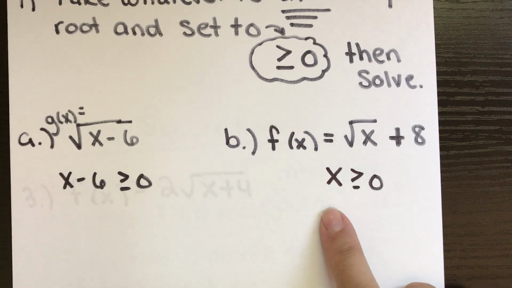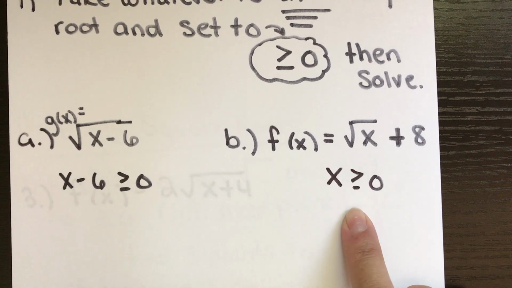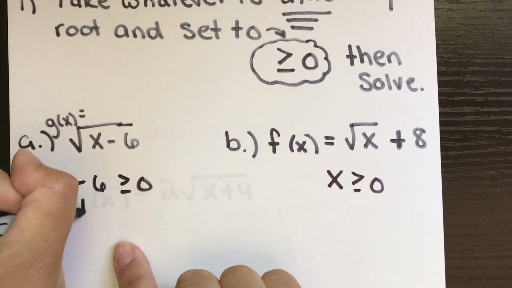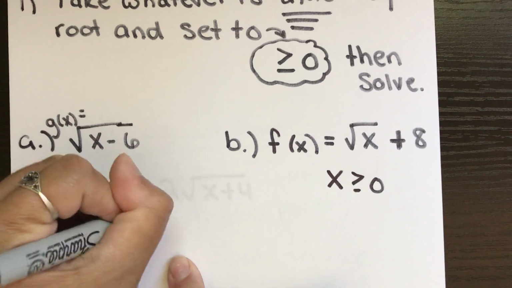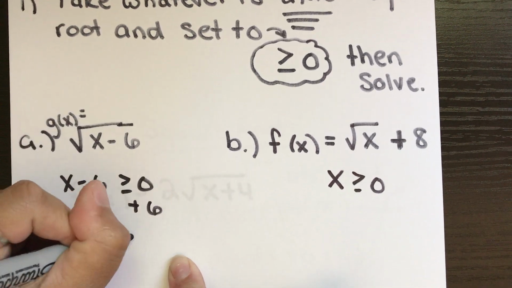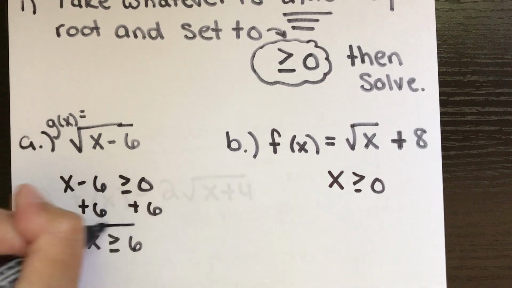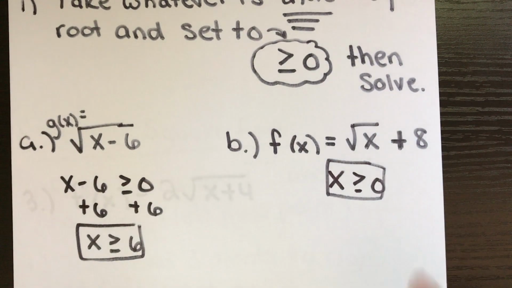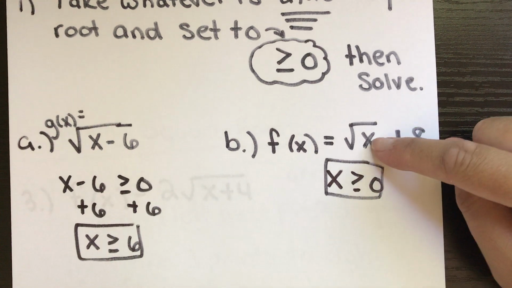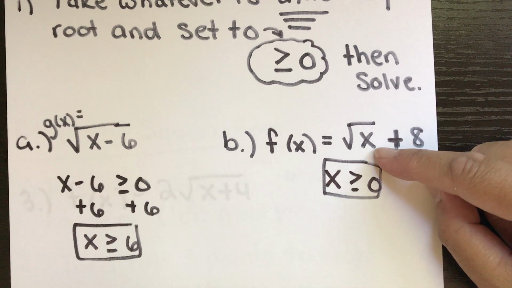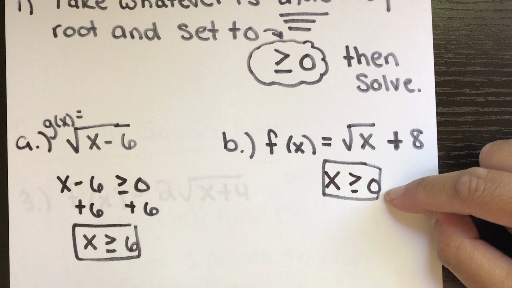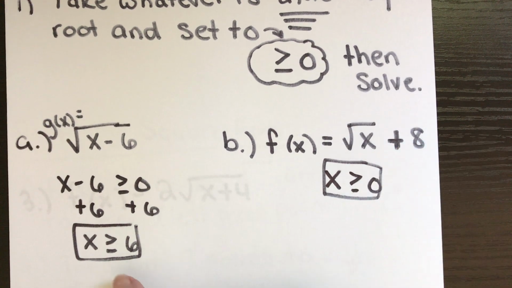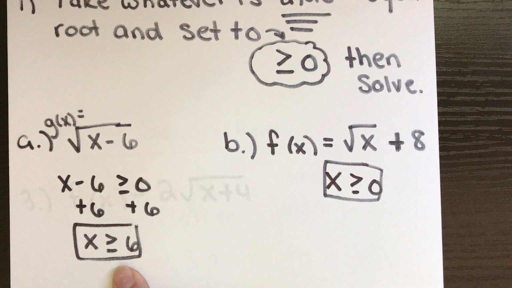This one is done because x is already by itself and there's nothing you can do to solve this. This one, however, has a one-step solve where you would add 6 to both sides. And you get x is greater than or equal to 6. And x is greater than or equal to 0. This just means that whatever you plug in has to be 0 or larger. Because if you plug something in smaller than 0, that would be a negative number, and you can't plug in a negative. This is saying that you can plug in 6 or larger.